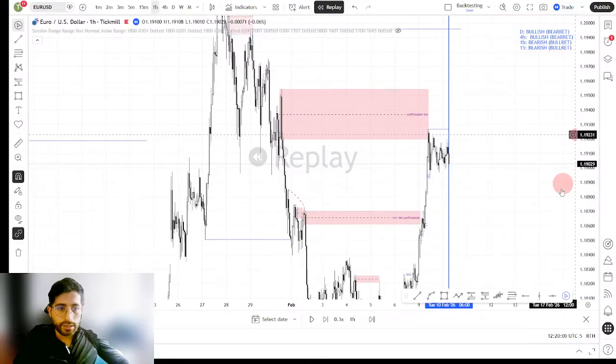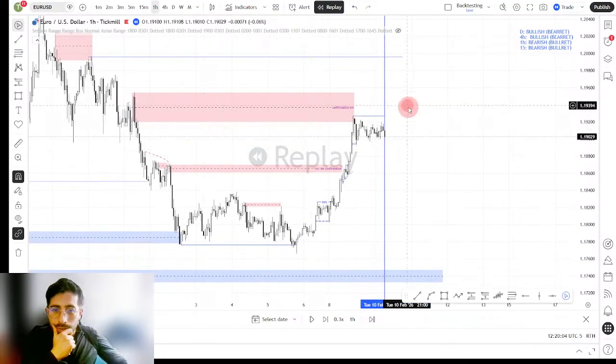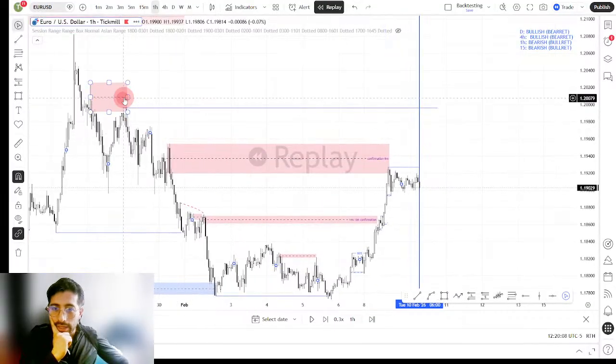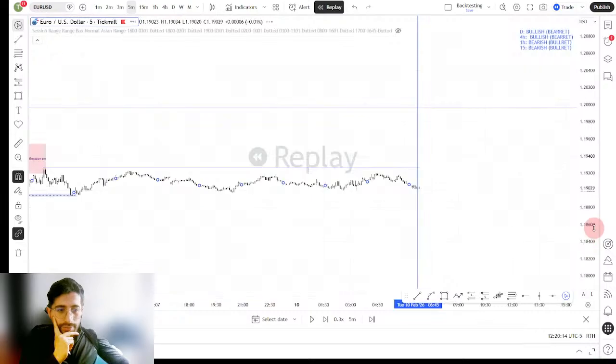But it's kind of doing it. The order block confirmation in 5 minutes, because this is a decisional, and we still have liquidity above this high. So let's wait for the confirmation.